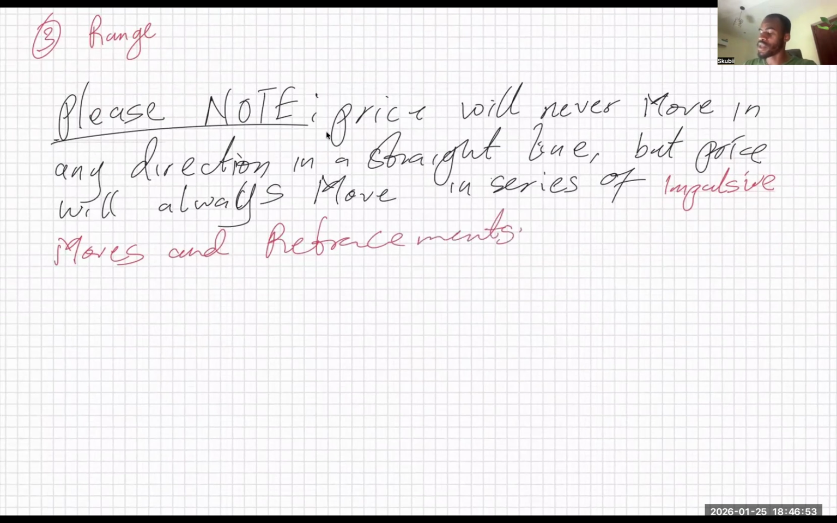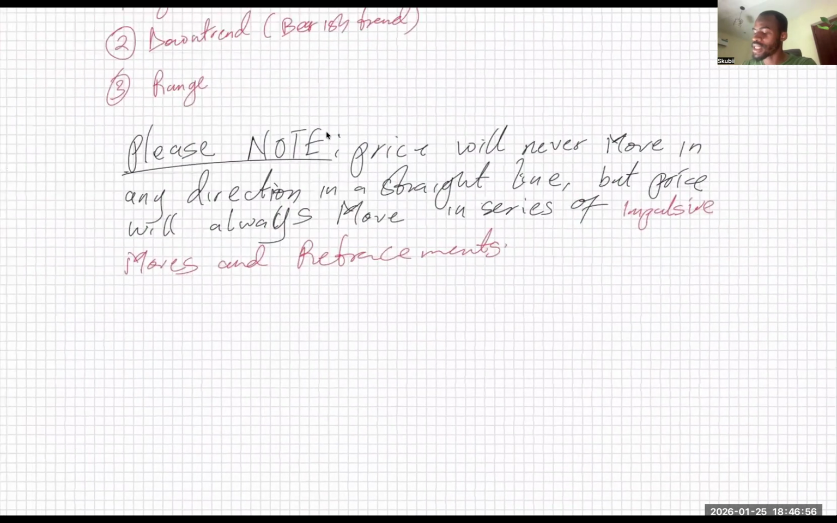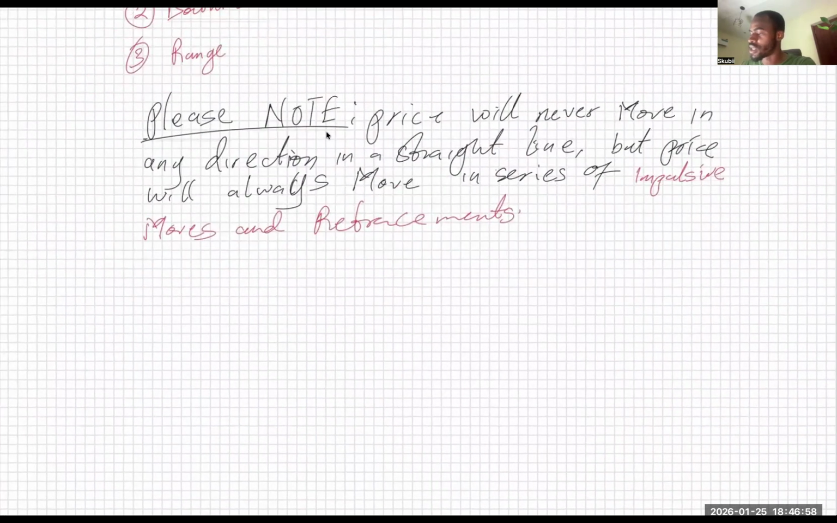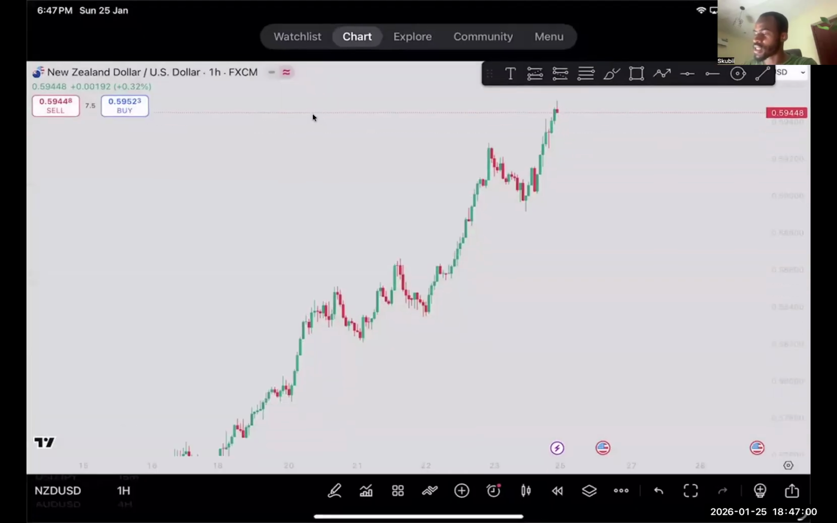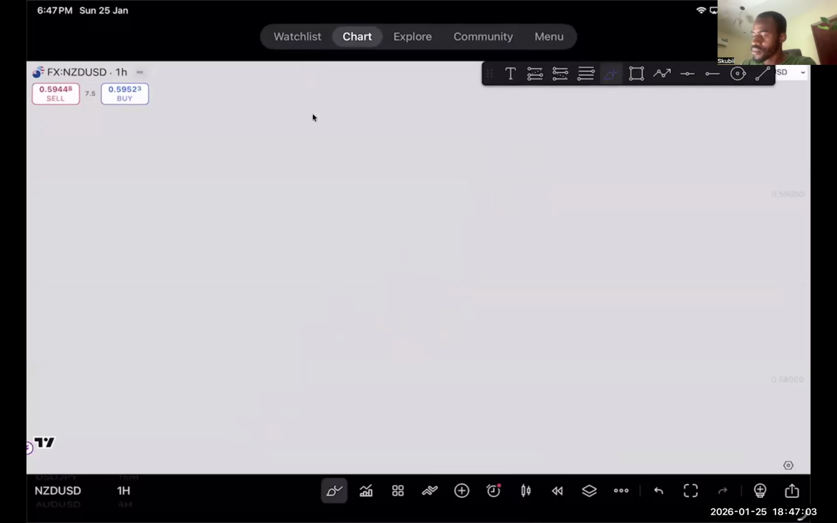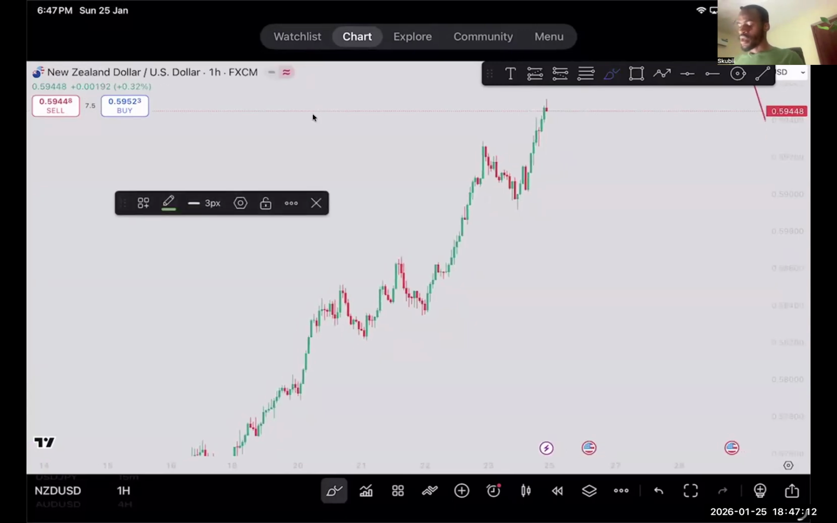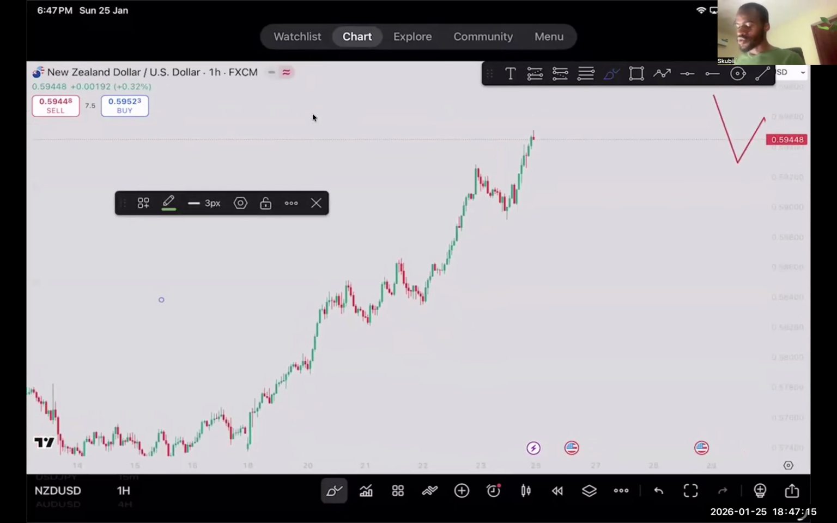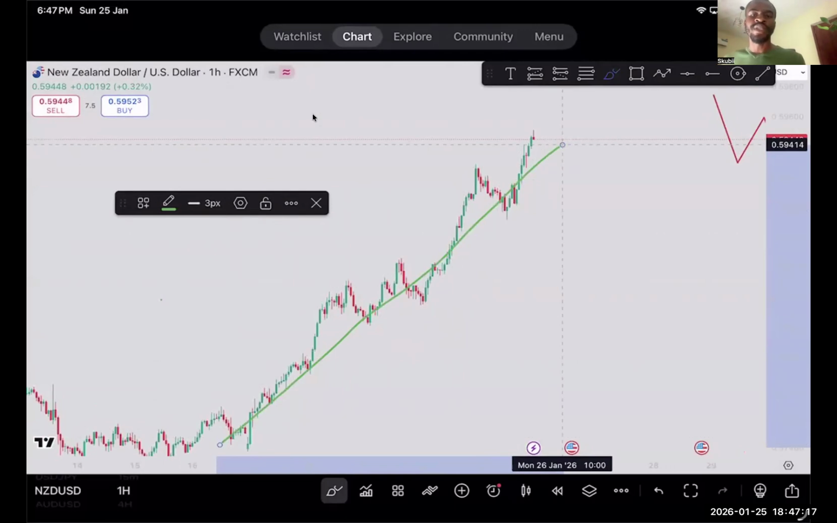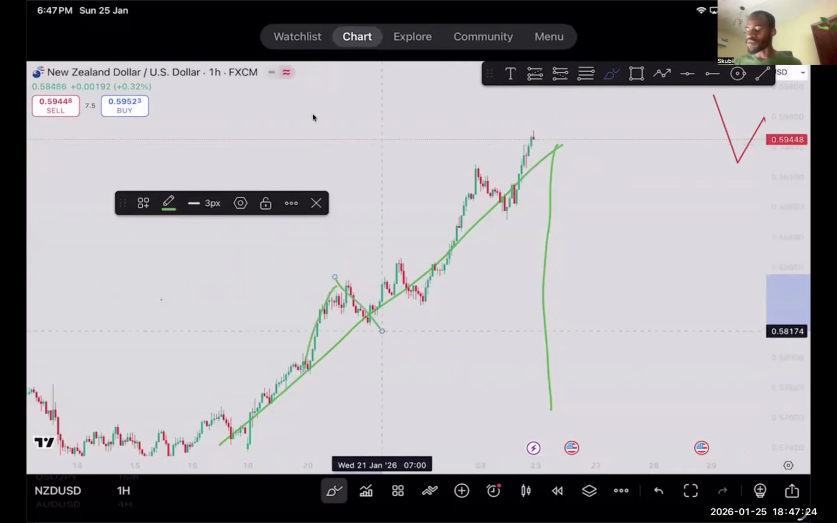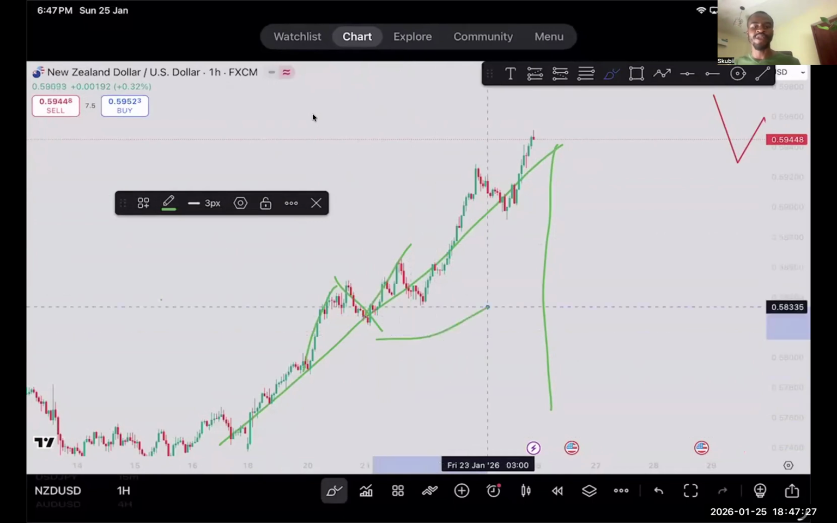So, what does this mean? If we look at this chart I pulled up just recently, you see that from here to here, price has been moving to the upside. But if you look at this, you see that price didn't just move in a straight line. There are moments where price pushed up, there are moments where price pushed down, there are moments where price pushed up, there are moments where price pushed down.